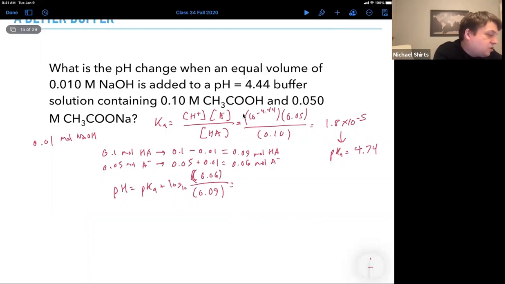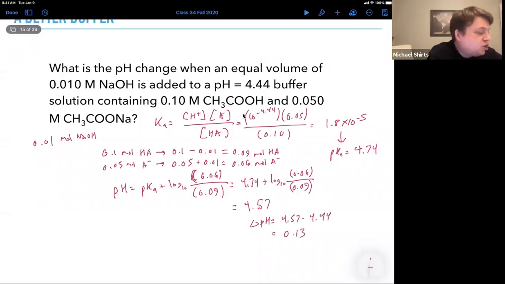And that is equal to simply the pH: 4.74 plus log 10 of 0.06 over 0.09, and that equals 4.57. And so the change in pH is just going to be 4.57 minus 4.44 equals 0.13. So this is a good buffer.